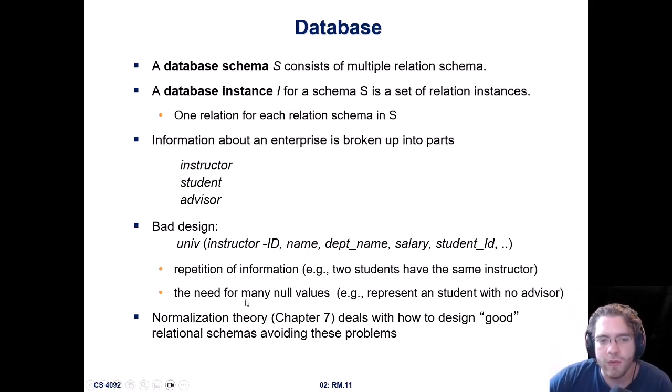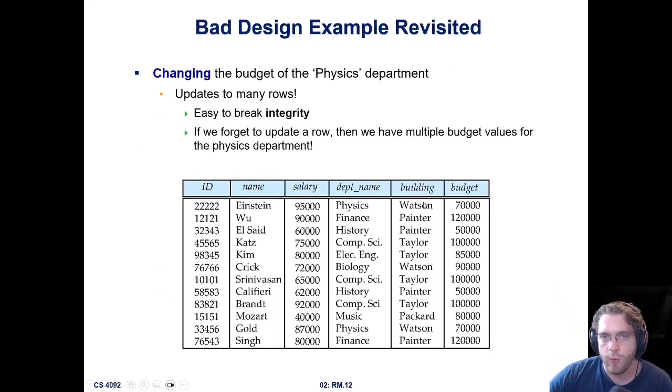Now, what happens if we have the need for many null values? What happens if we have a student with no advisor? Later on, we look at normalization theory, but just get it into your head to think: do I need all this information for this tuple, or is there a way I can make it more precise with what I'm working with?